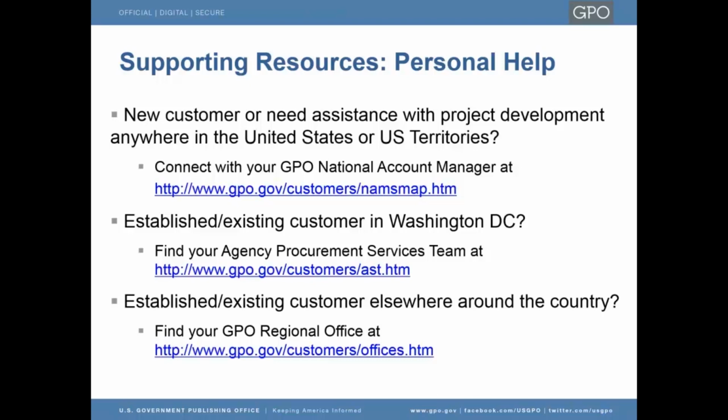If you are an established customer and happily working with GPO's main office in Washington, D.C., the second link will put you in touch with your specific agency procurement services team who handles all the procurement work for your agency. Perhaps you are an established customer in locations outside of D.C., in which case the last link guides you to our regional office map with contacts for the helpful staff in any of our 15 locations nationwide.